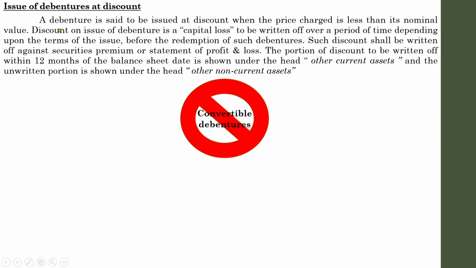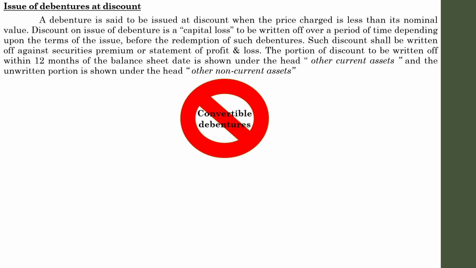Usually the issue of debentures at discount is a loss to the concern, that is known as capital loss, and the same loss amount has to be written off during the period, and there is a certain procedure for the write off. The amount of loss has to be written off against security premium or statement of profit and loss. So actually, issue at discount is just the opposite of premium. Whenever there is a loss with regard to issue of debentures at discount, the same loss is adjusted with security premium, or if there is no security premium account, it may be adjusted against profit and loss.